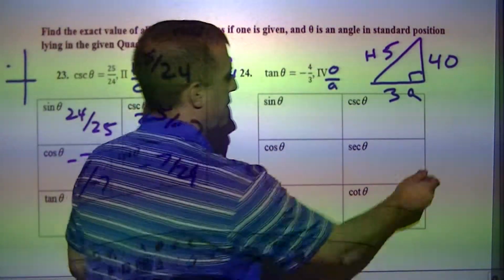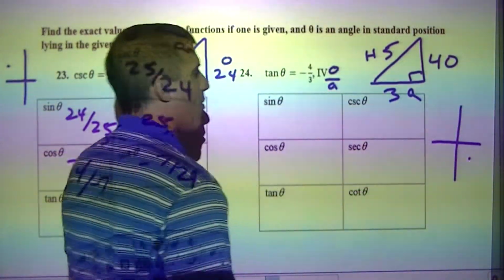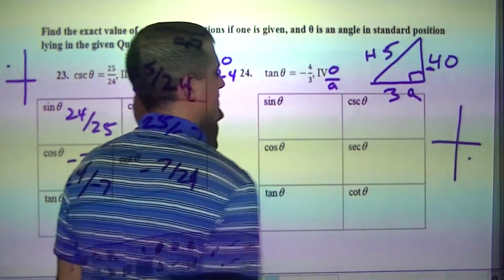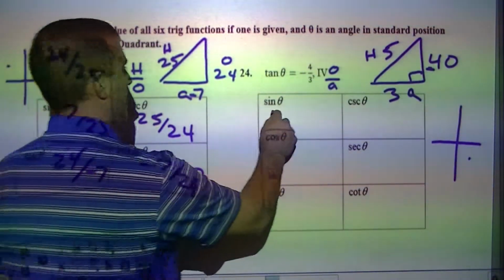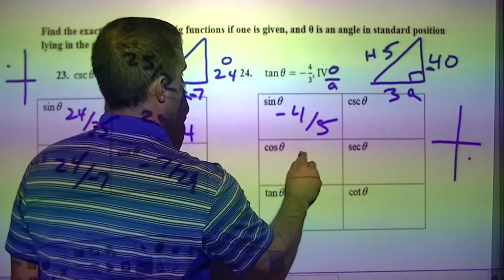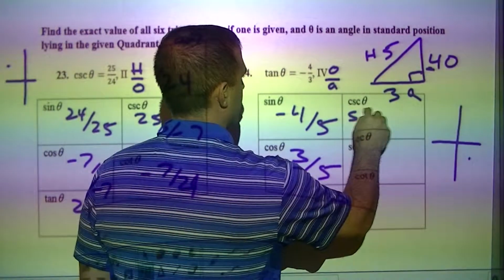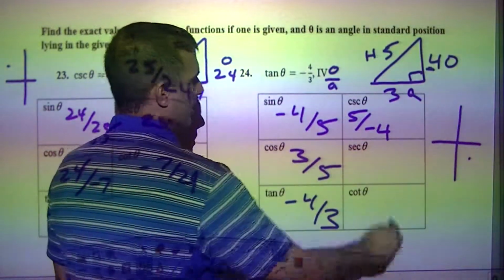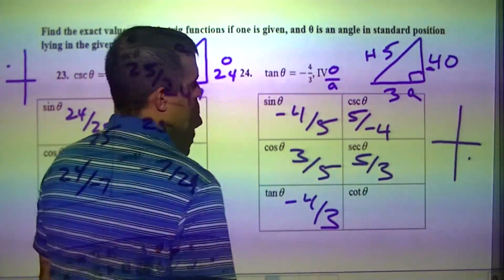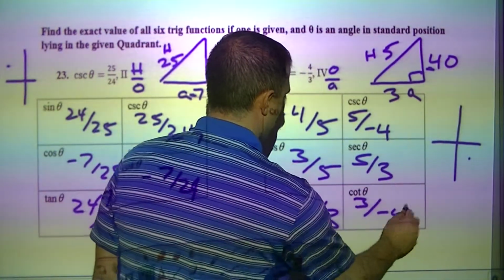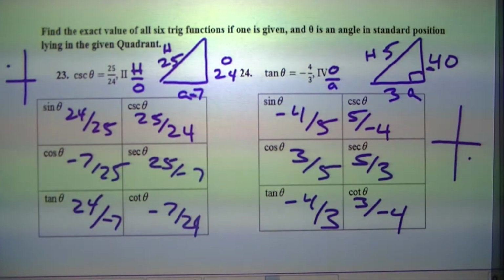Now, this is quad 4. Where's quad 4? Down here. What's normally negative? The y. Okay? So my sine is negative 4/5. Cosine is 3/5. Tangent is negative 4/3. Cosecant is 5 over negative 4. Secant is 5/3. And cotangent is 3 over negative 4. Okay? All right? So that's how you do those.